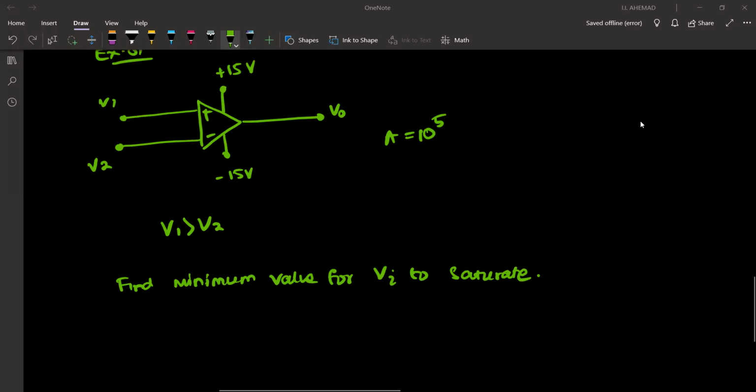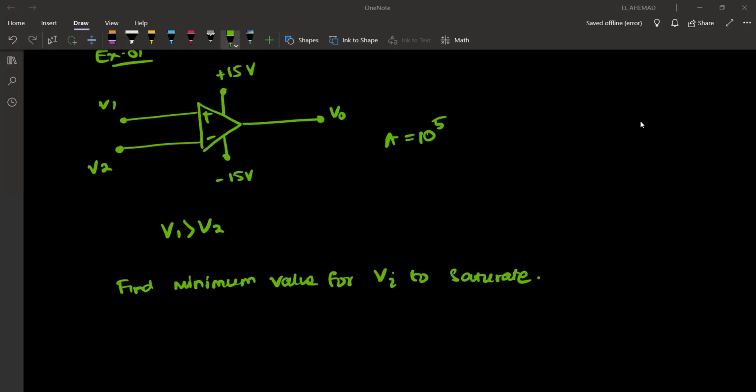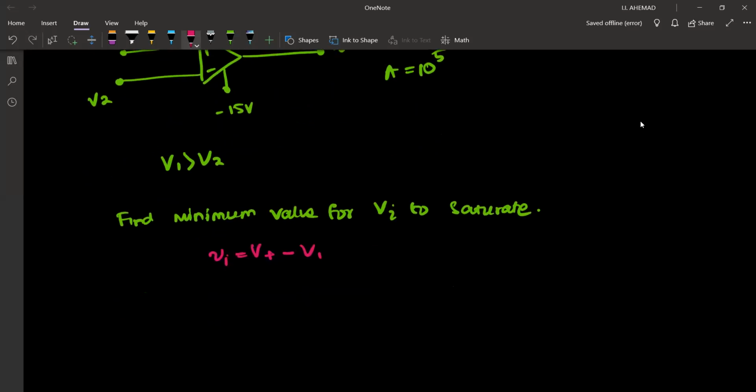So here in this question, we have to find the minimum value for Vi to saturate. It's given that V1 is greater than V2. That means positive is greater than negative. Our input is going to be positive because we know that Vi is equal to V plus minus V minus. So Vi is equal, instead of V plus, that is V1 minus V2. And it is given V1 is greater than V2, so Vi is greater than 0.